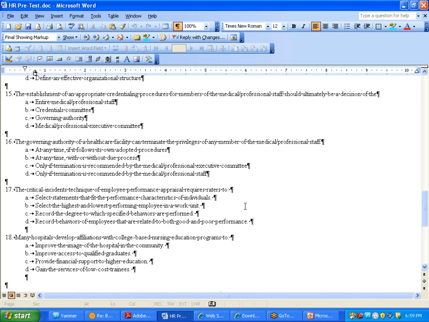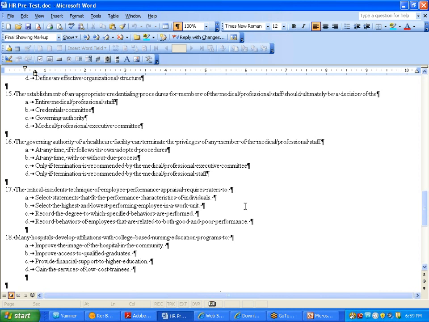The critical incident technique for employee performance appraisal requires raters to: A, select a statement that fits the performance characteristics of an individual. B, select the highest and lowest performing employee in a work unit. C, record the degree to which the behaviors are performed. D, record behaviors of employees that relate to both good and poor performances. Okay, I'm going to eliminate D. I don't think that it's going to require that you record the behaviors of good and poor performances.